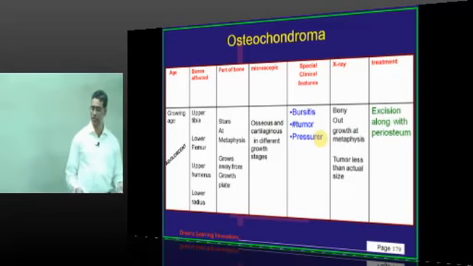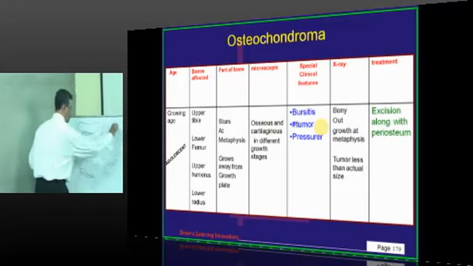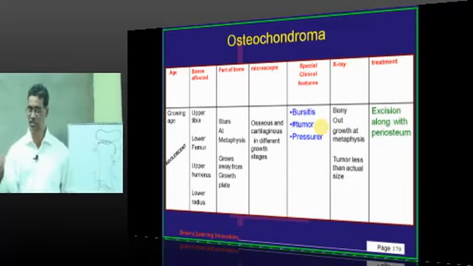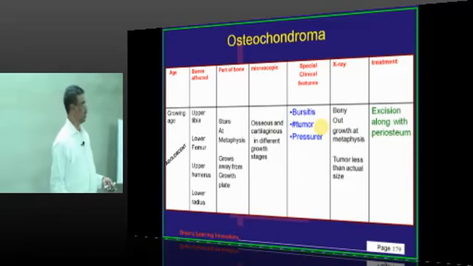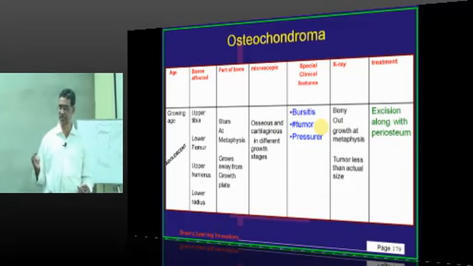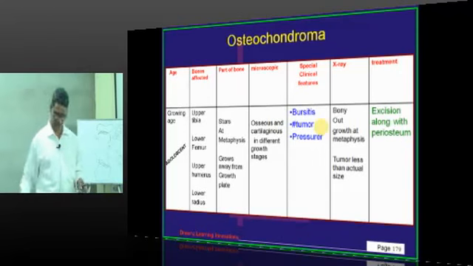Now, the treatment. You have to remove not the bone alone, but the entire tumor along with the periosteum overlying it. If you leave the periosteum, because the periosteum contains the osteogenic cells, it may recur again. So most of the time it will not cause problems, but because of its mechanical obstruction, recurrent bursitis, or compression on the nerves and vessels, it may be required to excise. It is always preferable to wait until maturity and then remove it.